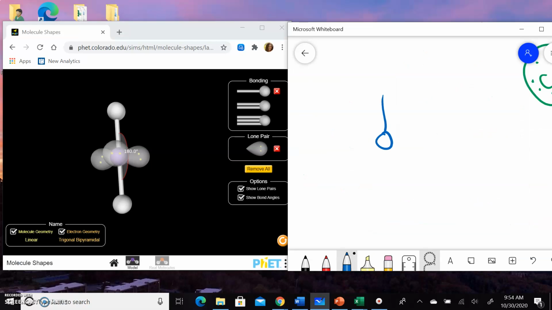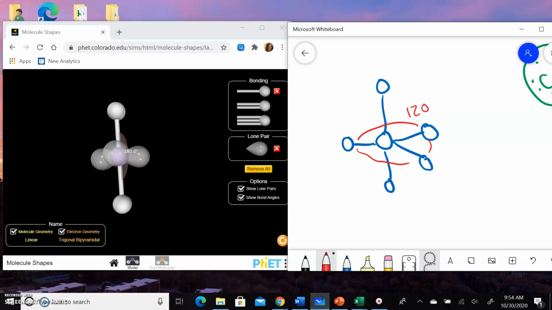So we have a central atom, we have a top and a bottom, and then around the middle we have this triangle. And so the bond angles from these triangles, all these over here, are going to be 120, and the bond angles on the top and the bottom would be 90 degrees.